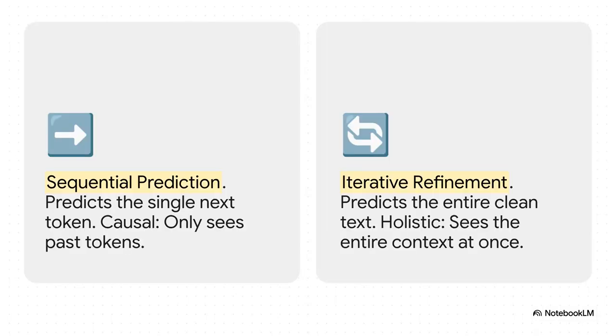Okay, so this is the absolute key takeaway. The fundamental difference here is the mechanism. Autoregressive models are causal. They only see what came before. But diffusion models, they're holistic. They see the entire messy sentence, the whole context, at every single step. And that lets them refine the whole thing at once. It might sound like a small distinction, but trust me, it unlocks a whole new world of capabilities.